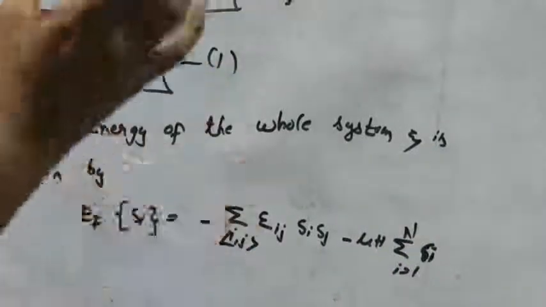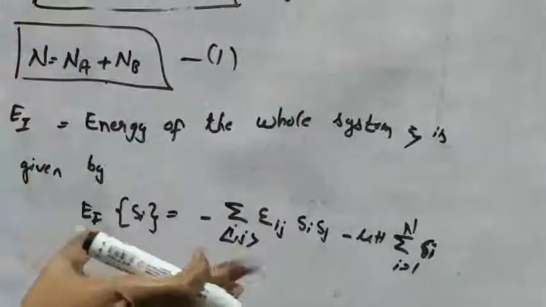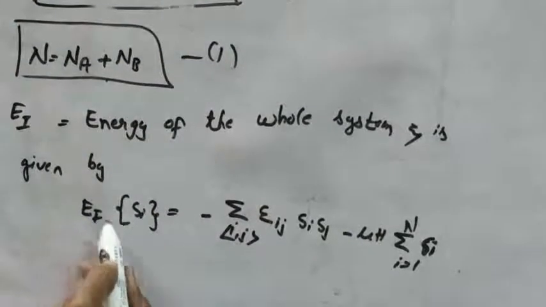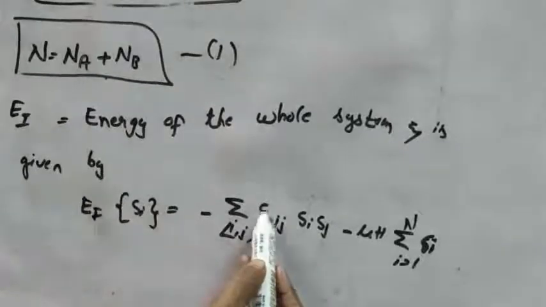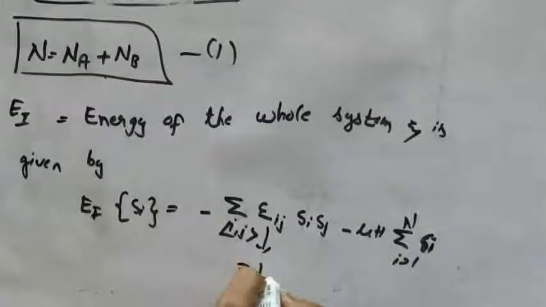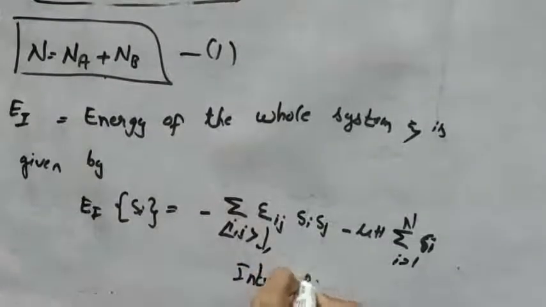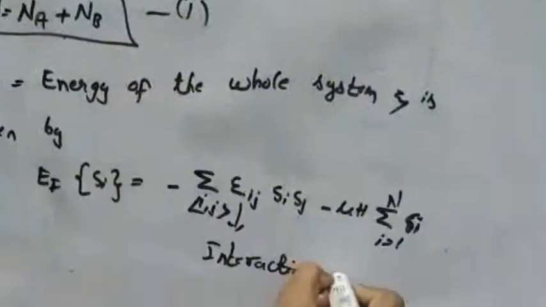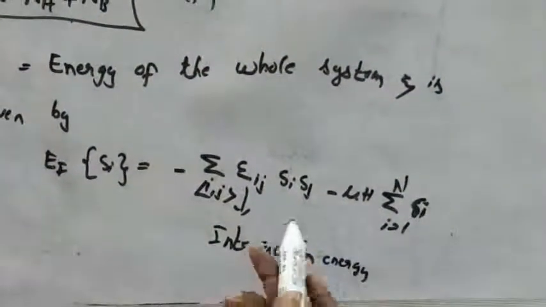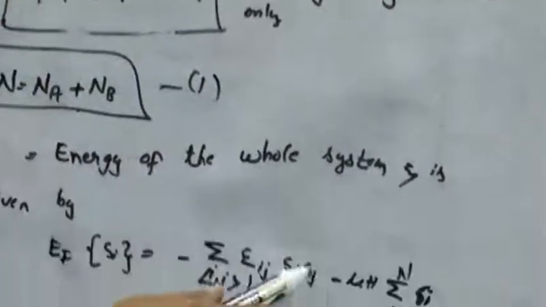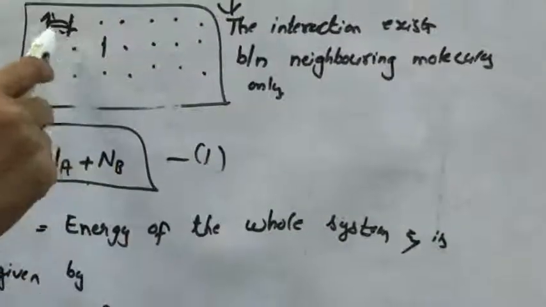So the interaction energy, or the energy of the whole system, can be expressed as E_I, that means the energy of the Ising model system. Here epsilon represents the interaction energy, and we should calculate the interaction energy of the neighboring particles only. s_i represents the spin of the ith particle. s_j represents the spin of the jth particle.